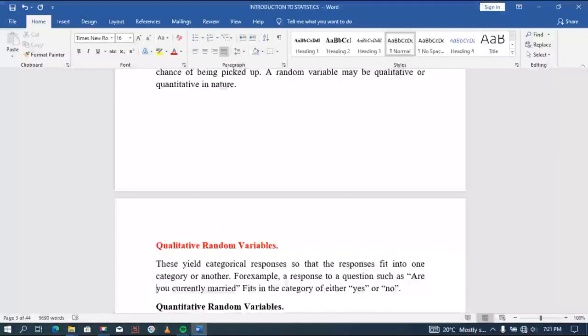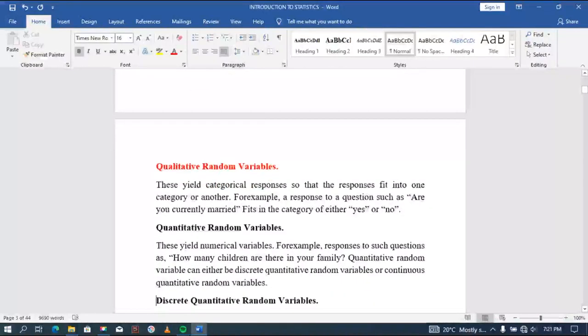Then we do have quantitative random variables. So you find that quantitative random variables yield numerical values or numerical variables. For example, responses to such questions, how many children are there in your family? Of course, it can be four or any other number, but there will be a number for you to state to answer the question.